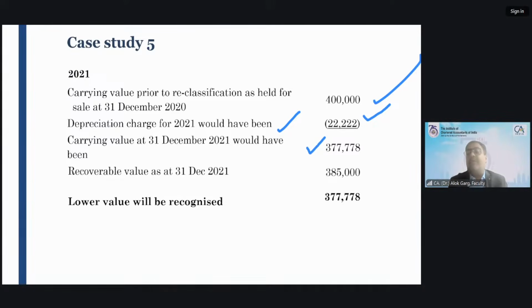Property, plant and equipment, building account debit 377,778. Non-current asset held for sale credit 3,90,000. 12,222 will go as an impairment loss on reclassification, right? So this was the concept of change in plan of sale, my dear friends.